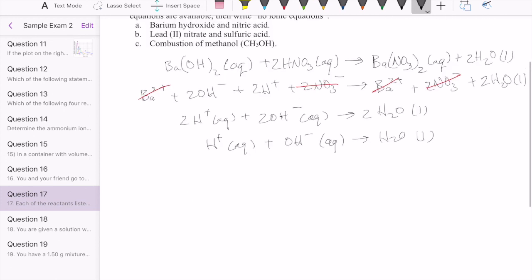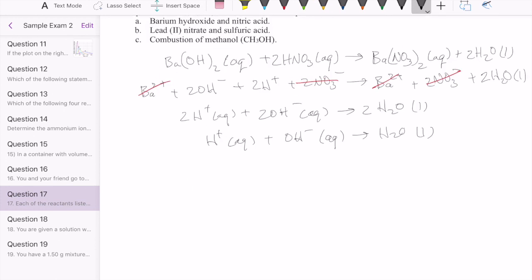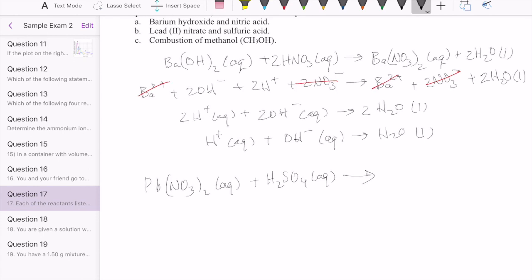Let's take a look at the second reaction. It says lead nitrate and sulfuric acid. Well, lead nitrate is Pb(NO3)2. Sulfuric acid is H2SO4. This is a double displacement, potentially a reaction, so let's write out the potential products first: PbSO4, and the other product is HNO3. Okay. Now HNO3 is a strong acid, so it's going to be aqueous.